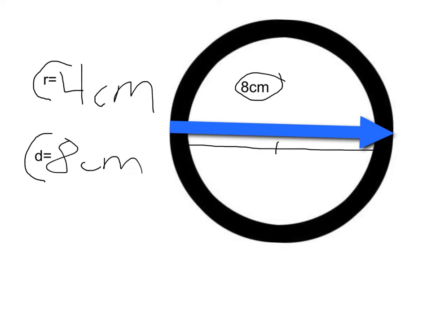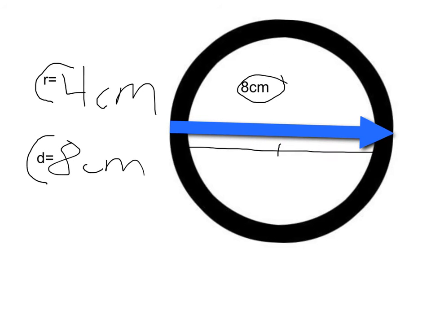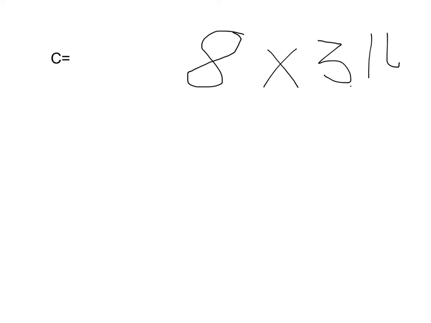Okay, now we're going to find the circumference. How you do that is you take the diameter, which is once again 8, and you multiply that by pi, which is 3.14. It's not like eating pie, it's a number. So the diameter is 8, and you multiply it by 3.14, which is pi.